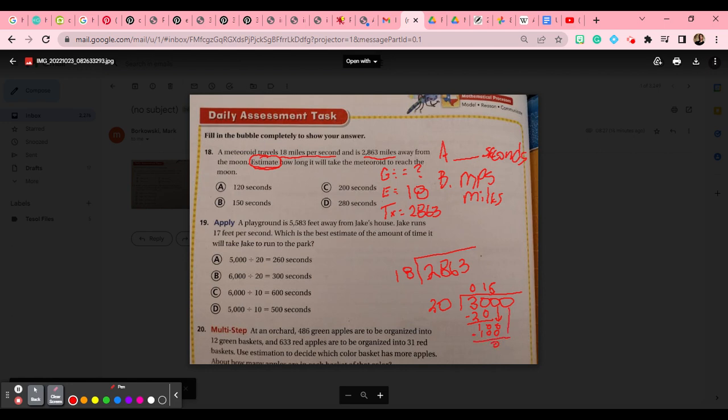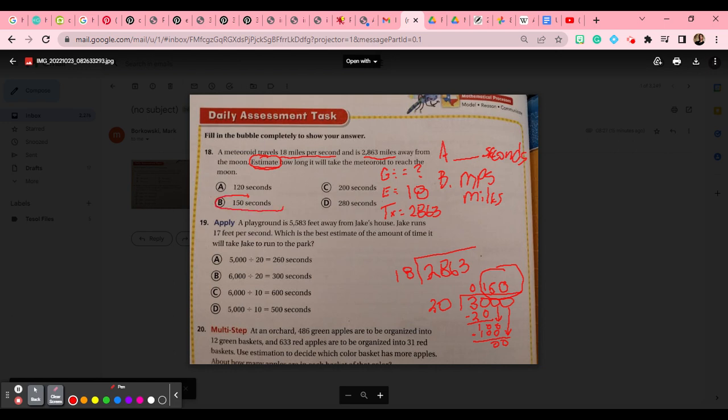Okay, I need to bring down my next 0. And how many times can 20 fit into 0? Well, it can't, so we need to put a 0. Okay, so I now have 150. Okay, and that would be our time it takes to reach the moon.